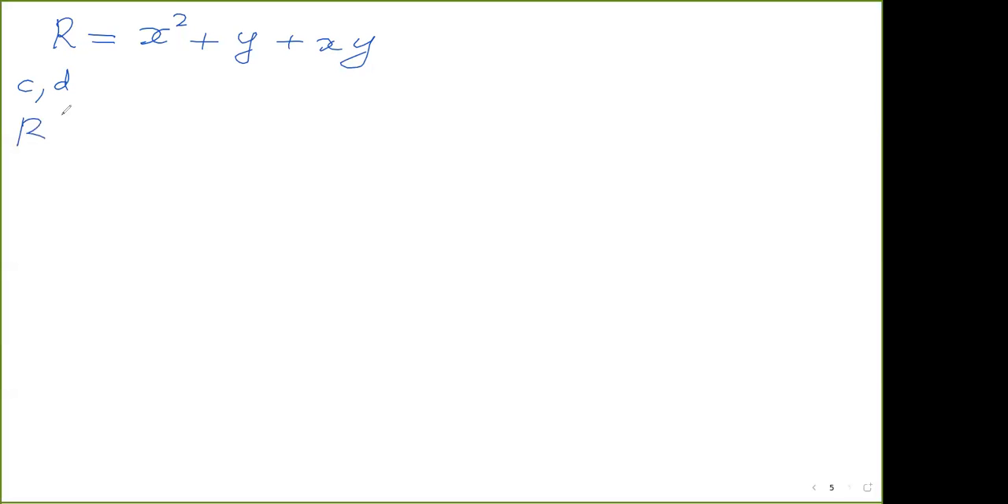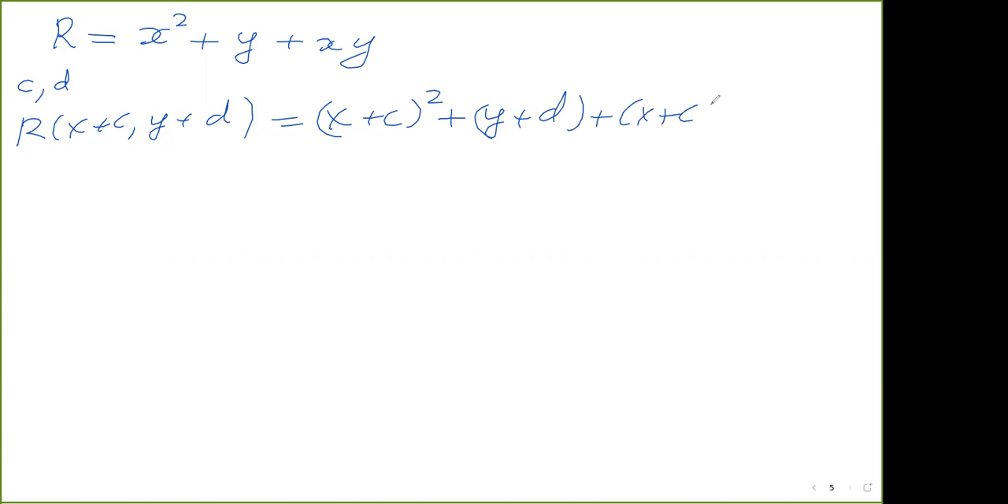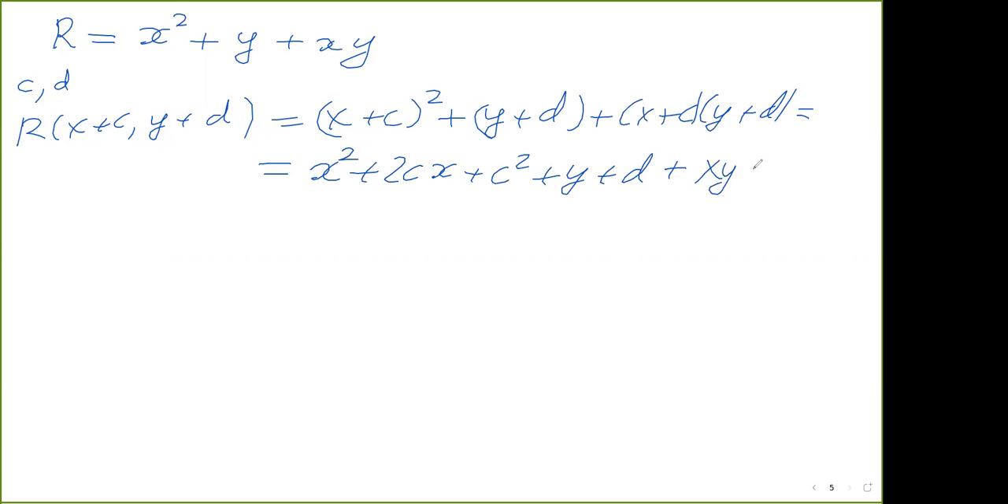So then we obtain the following expression: (x plus c) squared plus (y plus d) plus (x plus c)(y plus d). So we have x squared plus 2cx plus c squared plus y plus d plus xy plus cy plus xd plus cd.